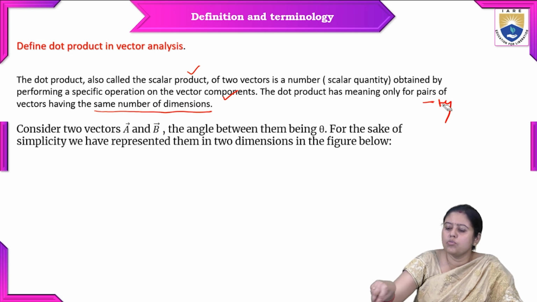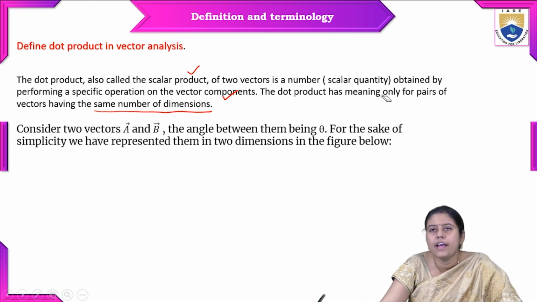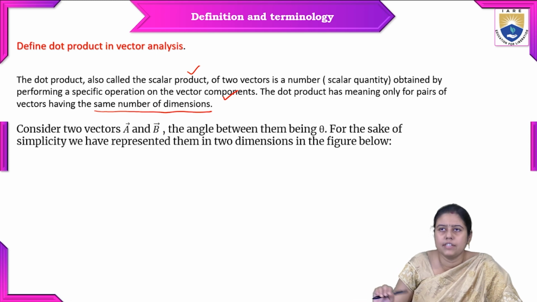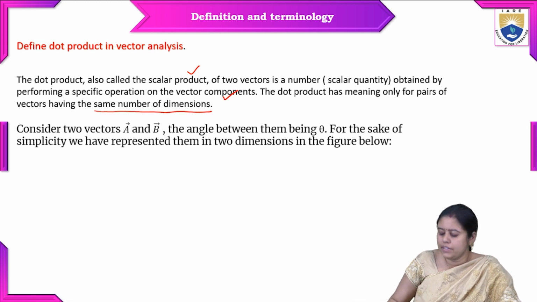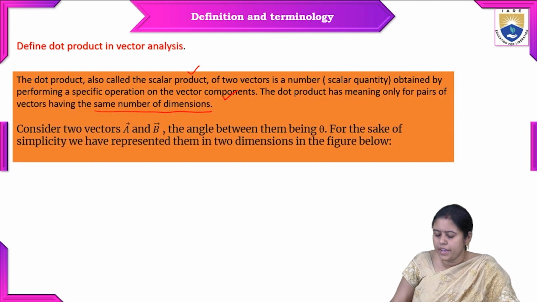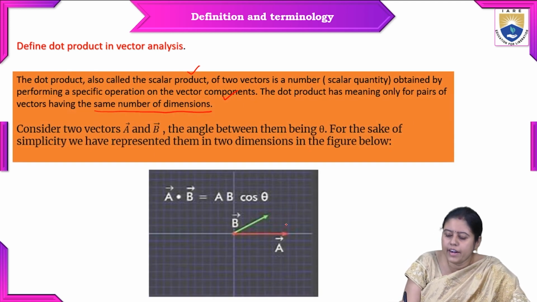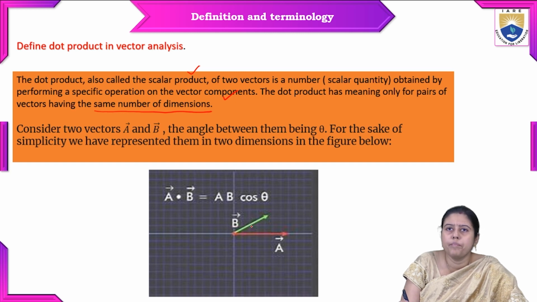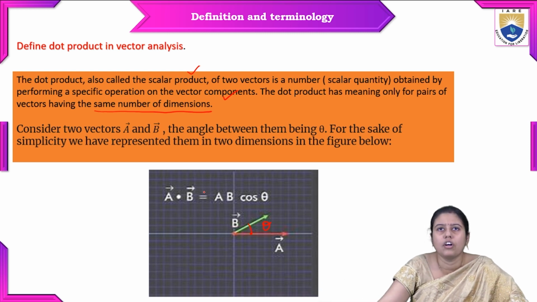Consider two vectors A and B. The angle between them is theta. For the sake of simplicity, we have represented them in the figure below. There is one vector A, there is one vector B, and the angle between them is theta. Then A dot B is equal to AB cos theta.